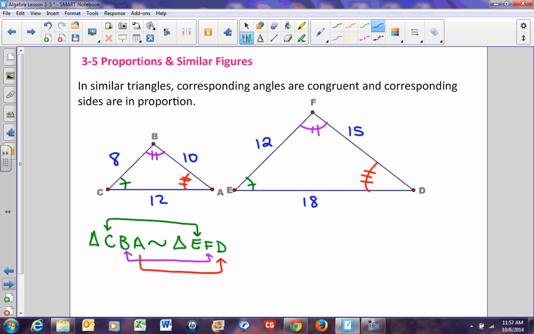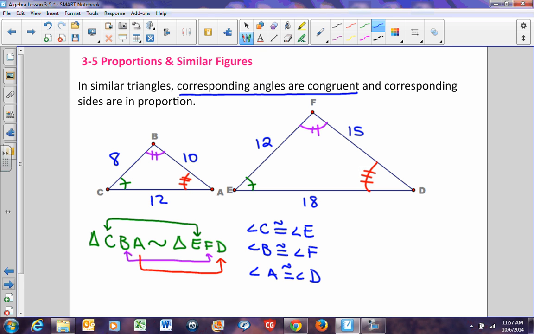We have the corresponding angles matching up. Angle C is congruent to angle E. Angle B is congruent, and that's the congruency symbol, an equal sign with the partial infinity sign or the similar sign. Angle B is congruent to angle F. And last but not least, angle A is congruent to angle D. That part matches up. So we have corresponding angles are congruent. Now we need to see if the corresponding sides are in proportion.